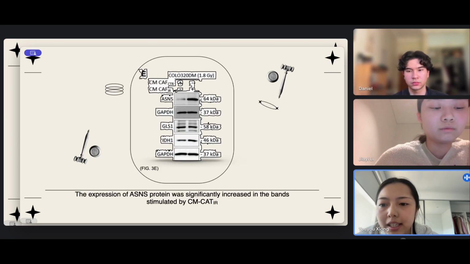Since metabolic enzymes and transporters work together as a protective mechanism, when the amount of the metabolic enzymes changes, we can infer that the metabolism and transport proteins are affected. So let's look at the picture in the same way. With CM-CAF-CTR as the negative control group, the expression of ASNS protein was significantly increased in the band stimulated by CM-CAF-IR.